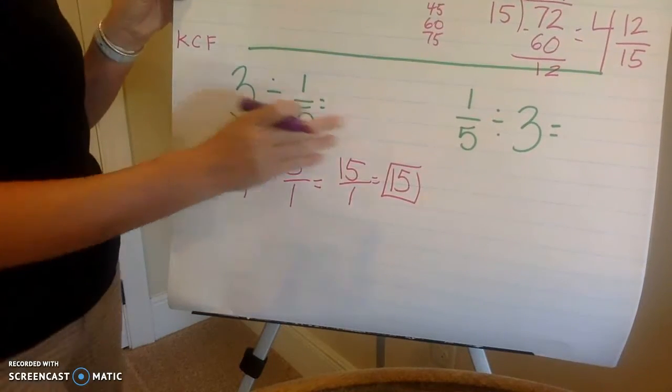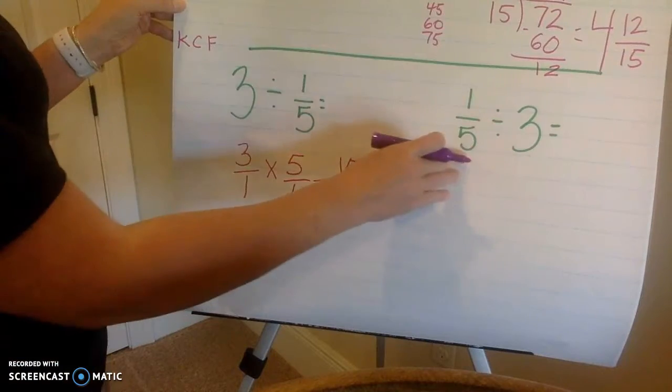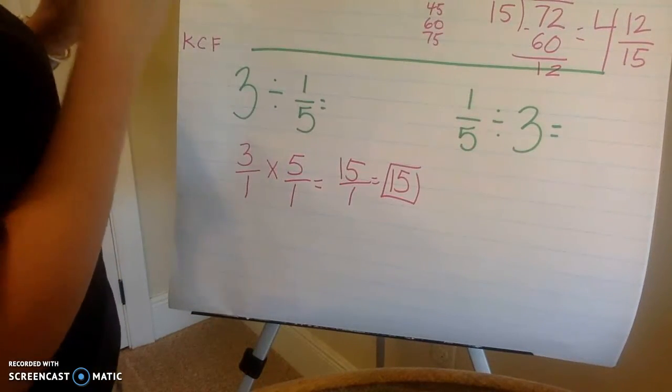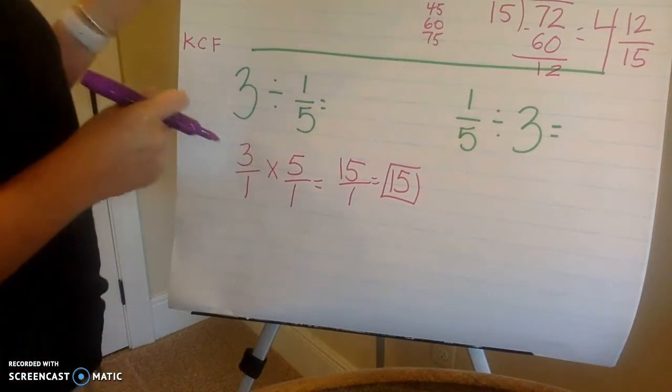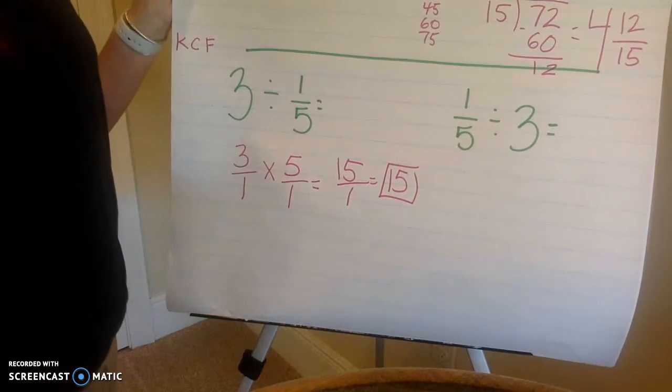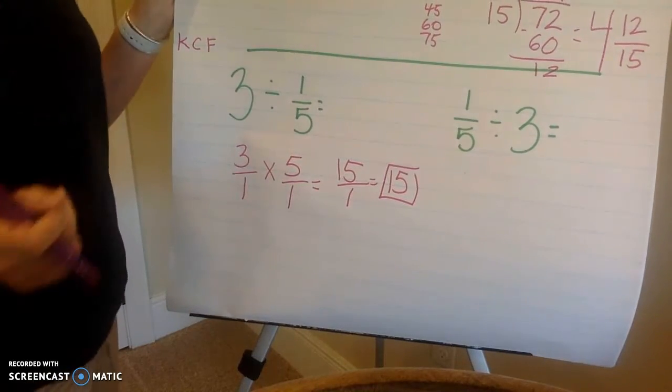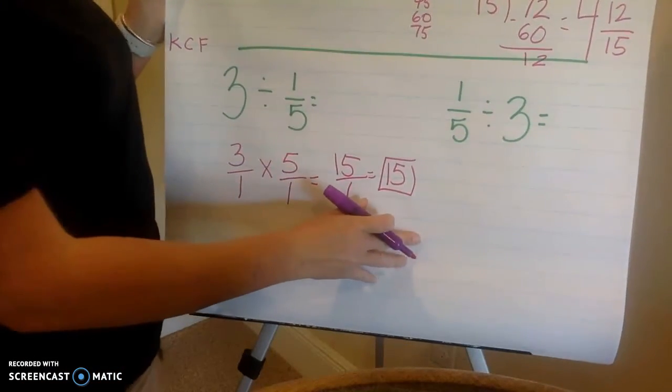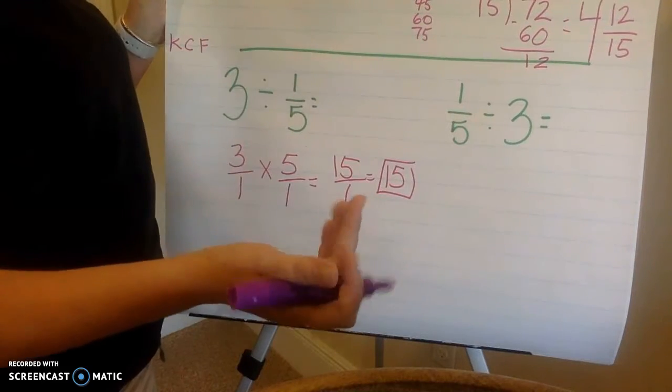Okay? Here, this problem is switched around. This is 1/5 divided by 3. If you had 1/5 of something, 1/5 of a whole, and divided that by 3, what fraction of the entire whole would you have?